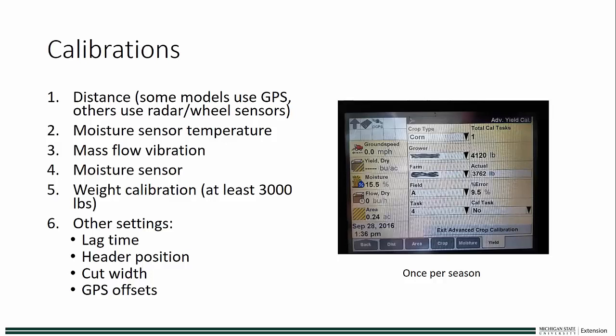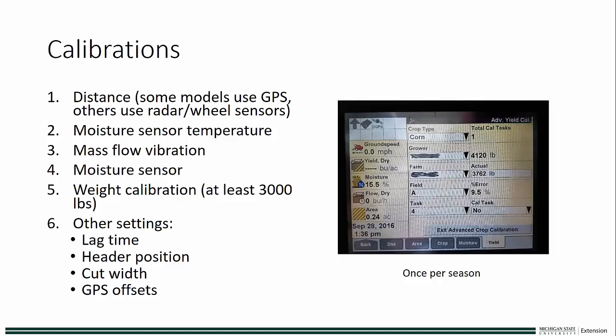Number four is the moisture sensor, and that basically runs grain through the combine. It'll give you what the current moisture is. Grab a sample of it and get it tested somewhere where you have a known moisture, and make sure you take it to somebody that has a calibrated moisture sensor.